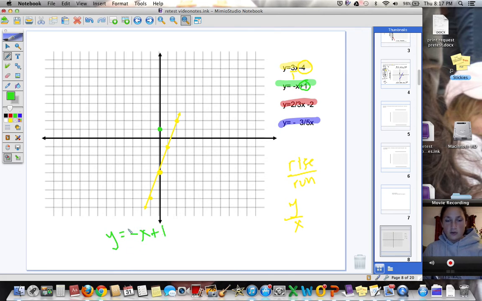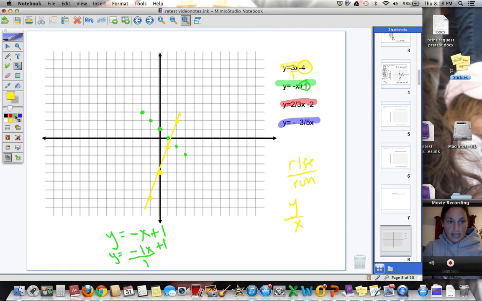What number normally goes with an x if there's nothing there? We talked about this. It's a 1. So this is the same thing as -1x plus 1. And again, we can make it a fraction by sticking it over 1. So what this is telling me to do is to go down 1, right 1, down 1, right 1. Or I can go opposite, up 1, backwards 1, up 1, backwards 1.